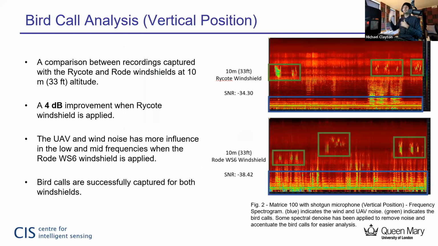As we can see, with both windshields applied, they both capture bird call audio successfully, but there is a bit more UAV and wind noise in the low to mid frequencies when we have the Rode WS6 windshield applied. Just to mention, some denoising has been applied to this just for easier analysis. But as you can see, it still successfully captures those bird calls with both windshields.